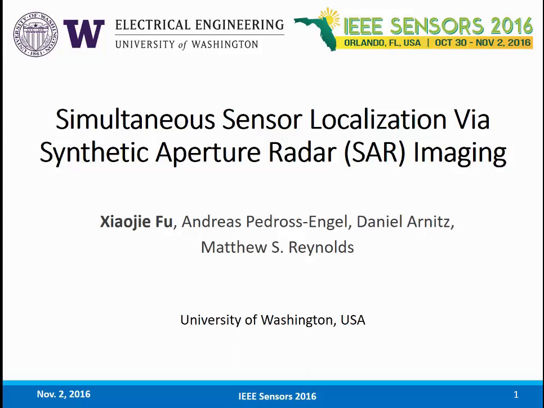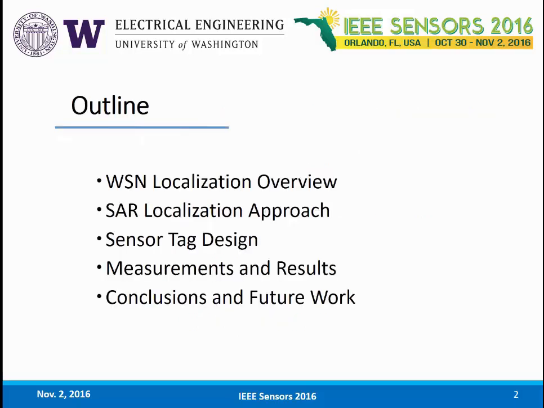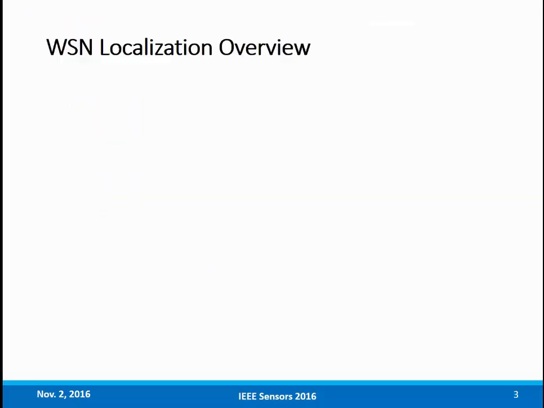Today, I'm going to talk about a localization method and localization multiple access method for backscatter sensor networks based on synthetic aperture radar techniques. I will talk about the application of localization in wireless sensor networks, explain our SAR localization approach, introduce our sensor tag design, and finally talk about a lab measurement of 2 sensor tags and analyze the results.